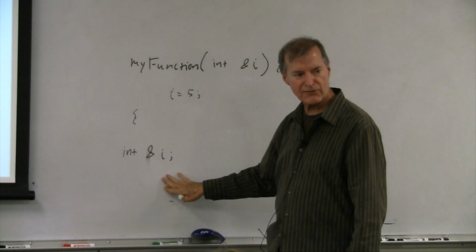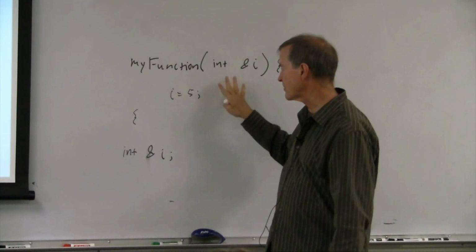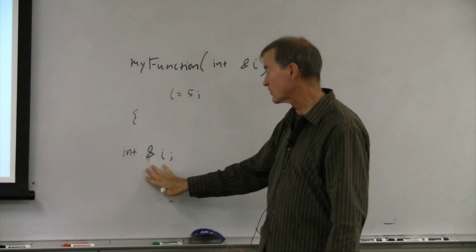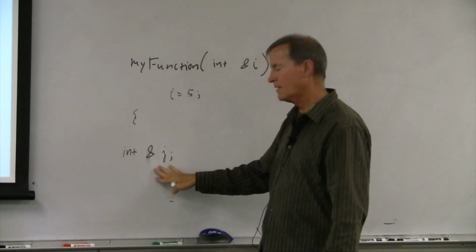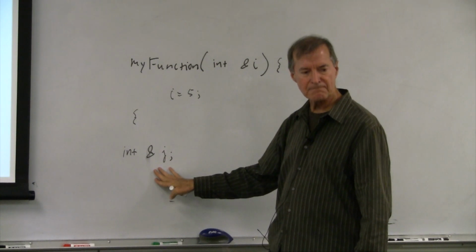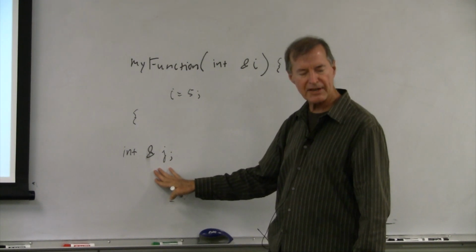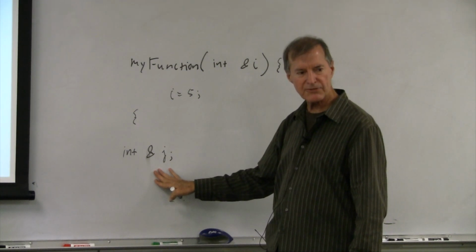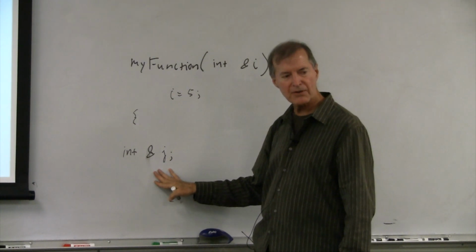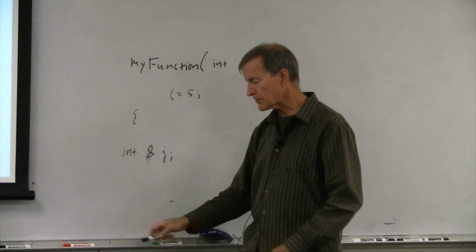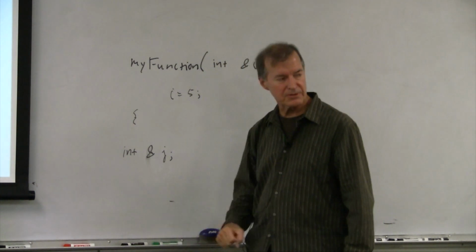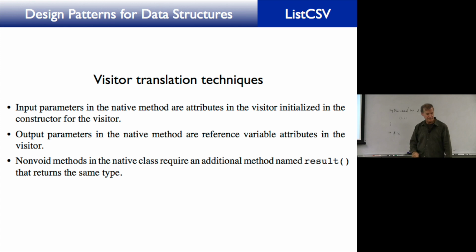And this is called a reference variable. It's like it is here, but it's not. Let's make this J. This is not a parameter now. It's a reference variable. Okay, so now is where we're going to use these reference variables. You might want to go back and review that material in the C++ review chapter. Okay. So output parameters in the native method are reference variable attributes in the visitor.